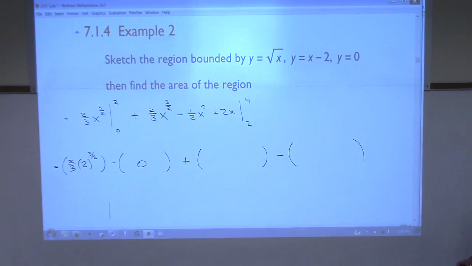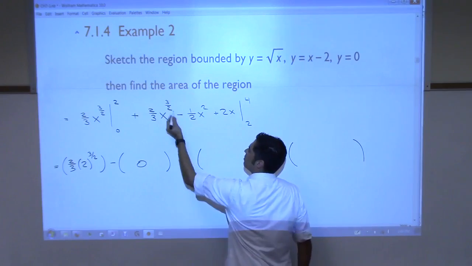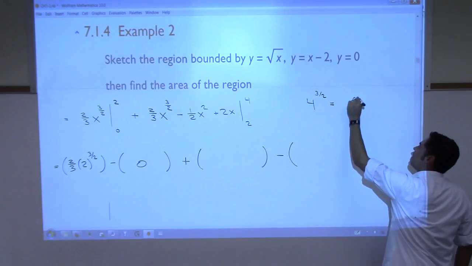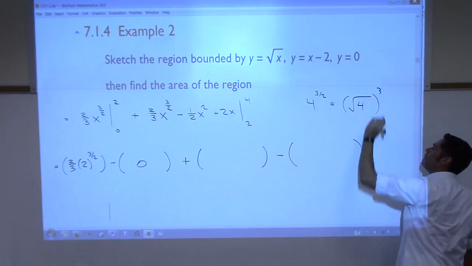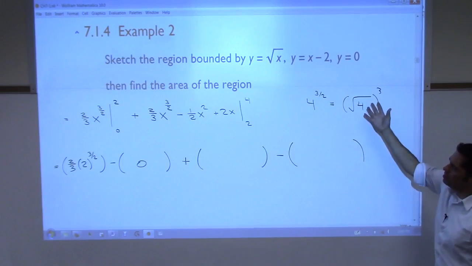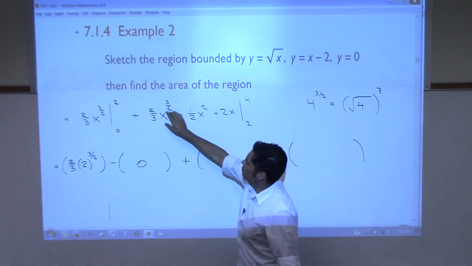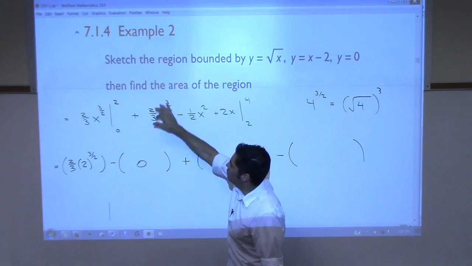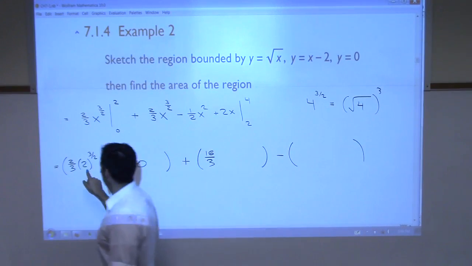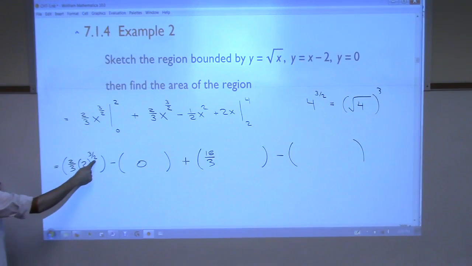So what about 4 in here? What does this mean? 4 to the 3/2. We've done this a few times, I think. Isn't that the same as the square root of 4 cubed? What's the square root of 4? 2, and then cubed? 8. So when we plug in 4 right here, we get 8 right there, don't we? Times 2/3 is 16/3. Now, why didn't I do that over here? Because the square root of 2 is not a nice number, so that's why I stopped.